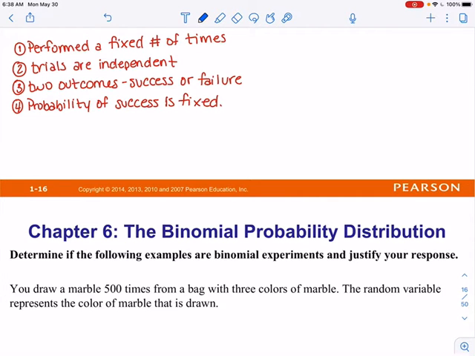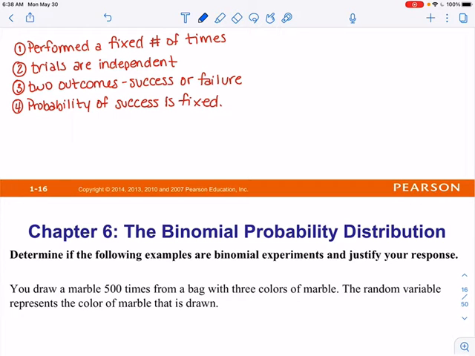Okay, so we're going to go over the Chapter 6 review questions in this video. So the first group of questions is about whether something is a binomial experiment or not. 4 things have to hold true for something to be a binomial experiment, and they're in red above.